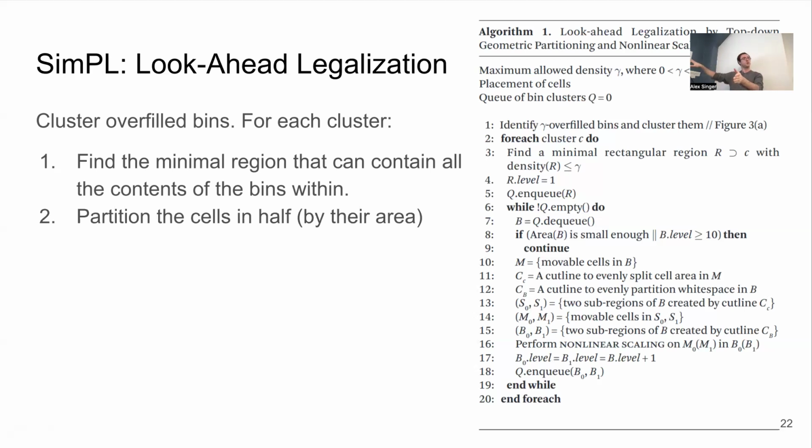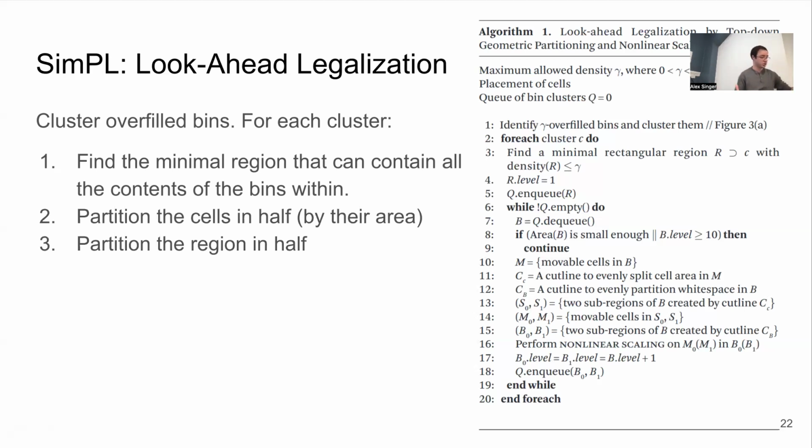Everyone to the right, you go to that partition. And it's cut in half by their area. This is important. Different cells have different sizes, so I don't want to do just a counting, where I say you five go on the left, you five go on the right. Because what if those five on the left are massive? So we do a partitioning based on their area.